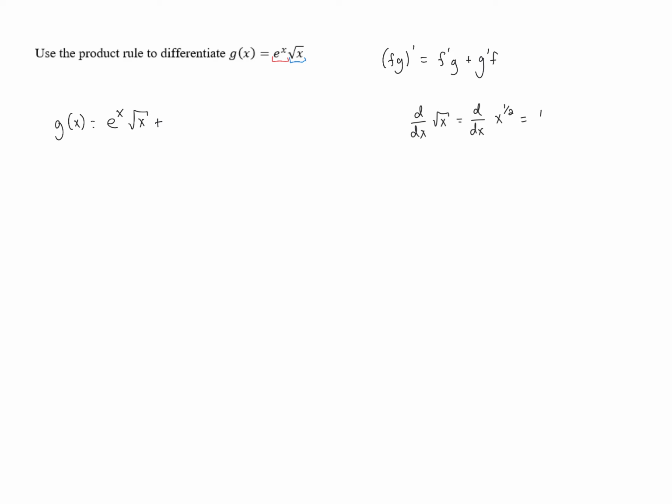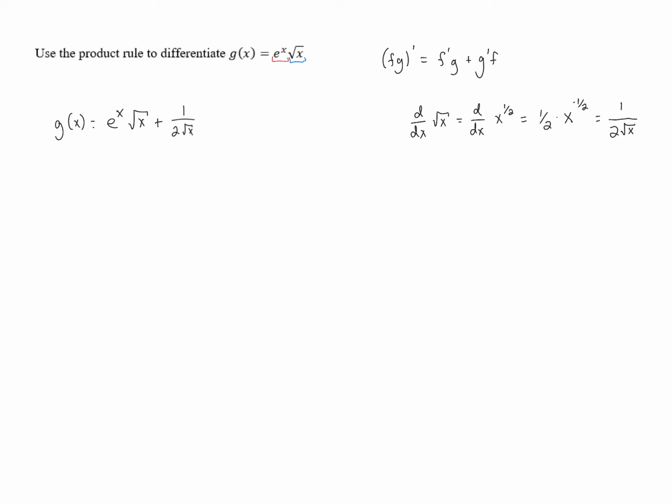The power rule says that we take the power out front and then we decrease the power by 1. So 1/2 minus 1 is -1/2. So this is 1/2 times x to the -1/2. And this is the same as 1 over 2 root x. Because remember that negative exponent brings us in the denominator, and the 1/2 power is the same as the square root. So the derivative of root x is going to be 1 over 2 root x.